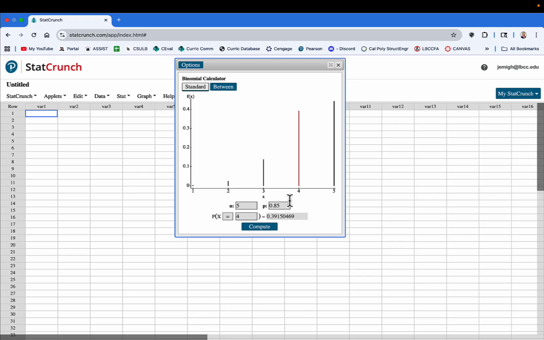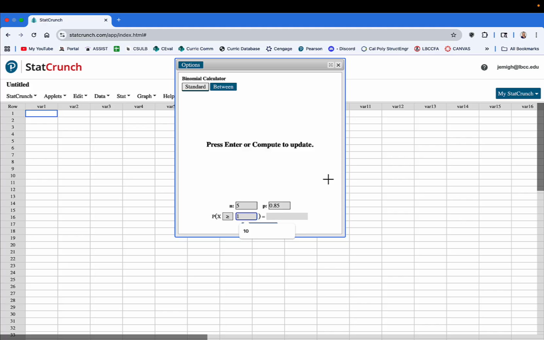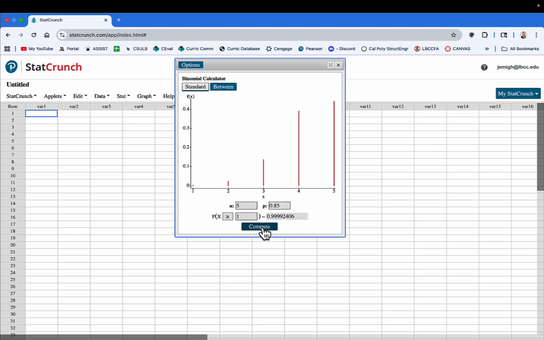Here we are back in StatCrunch. We're going to change it from an exactly to an at least, and our X to a 1. Hit compute and we'll get that probability, which is probability of randomly selecting 5 adults and at least one of them know what Twitter is. It's almost certain, 0.99992406 looks like. Let's put that into our notes.